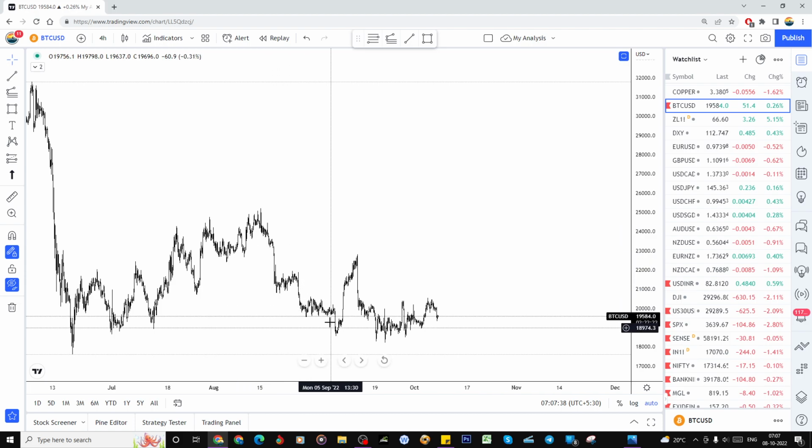After this impulsive, look at this. This is the one impulsive in the three-wave structure, A, B, and C. After this is a beautiful impulsive wave in the five-wave structure. After that, we are in the correction part.